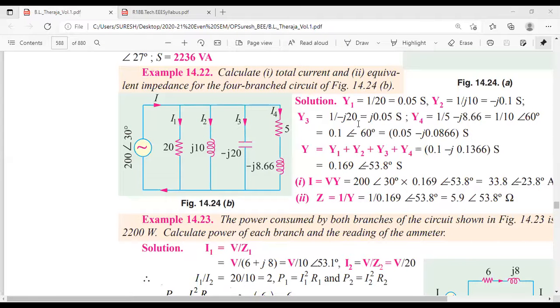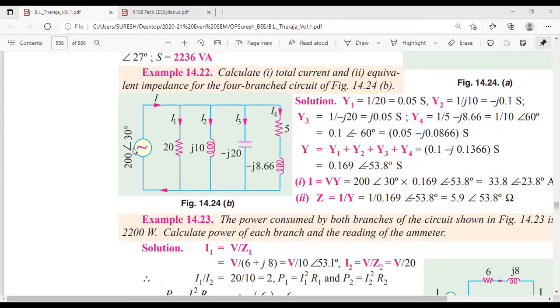Now see here. This is the value: I is equal to V into Y. Then Z is equal to 1 by Y. So this is the parallel circuit. How many nodes are there here? Only one node is there. See, all the branches are connected to a single node point.